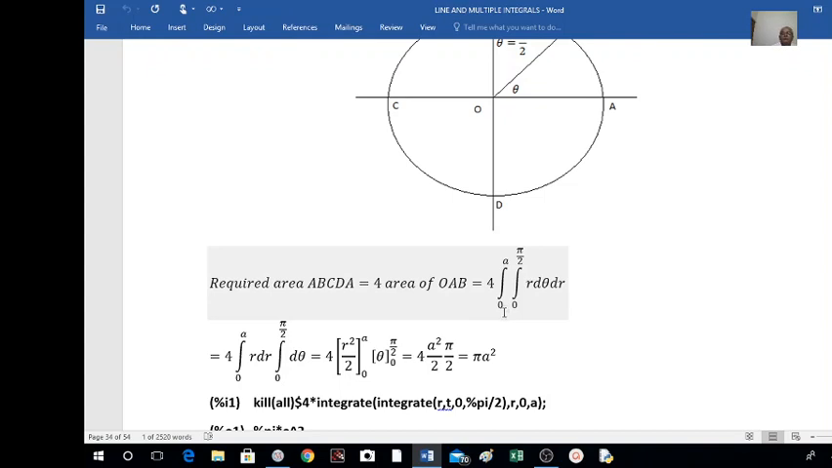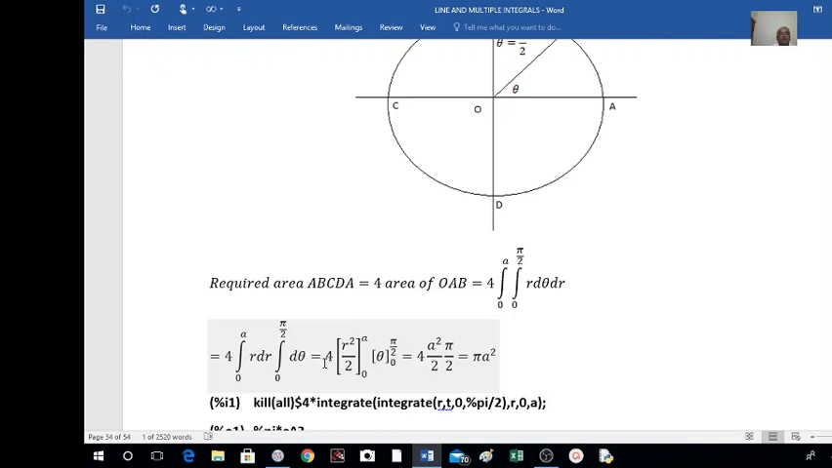4 into r ranges from 0 to a, theta ranges from 0 to pi by 2, r into d theta into dr. And these are independent here. Neither r is depending on theta nor theta is depending on r. Therefore, we can write independent integrals here. That is 4 into integral from 0 to a of r dr, next integral from 0 to pi by 2 of d theta.